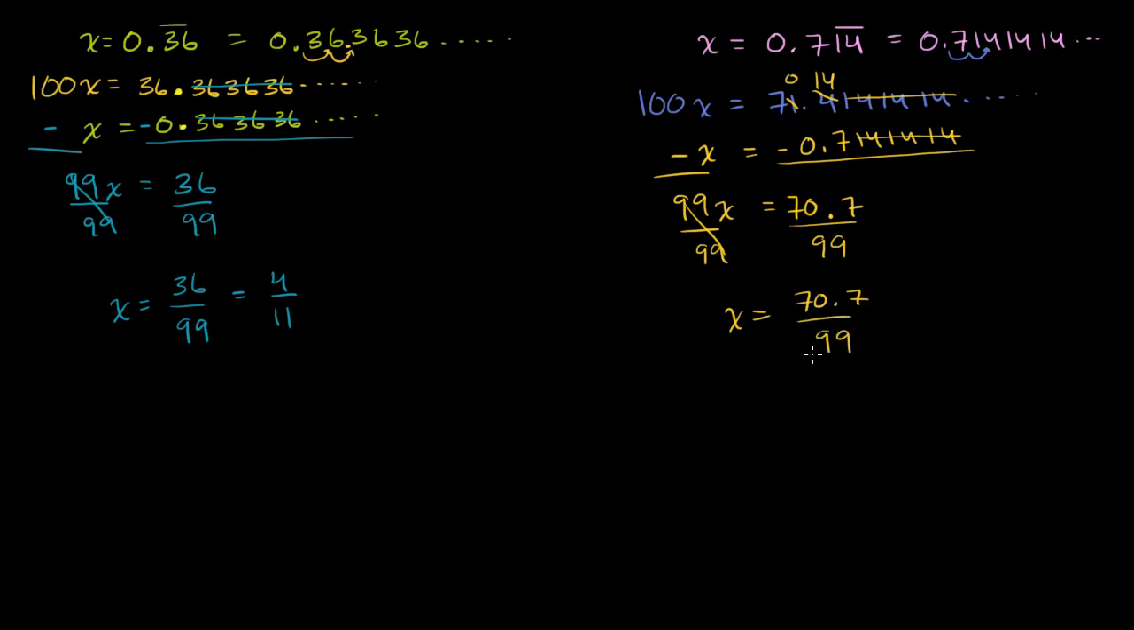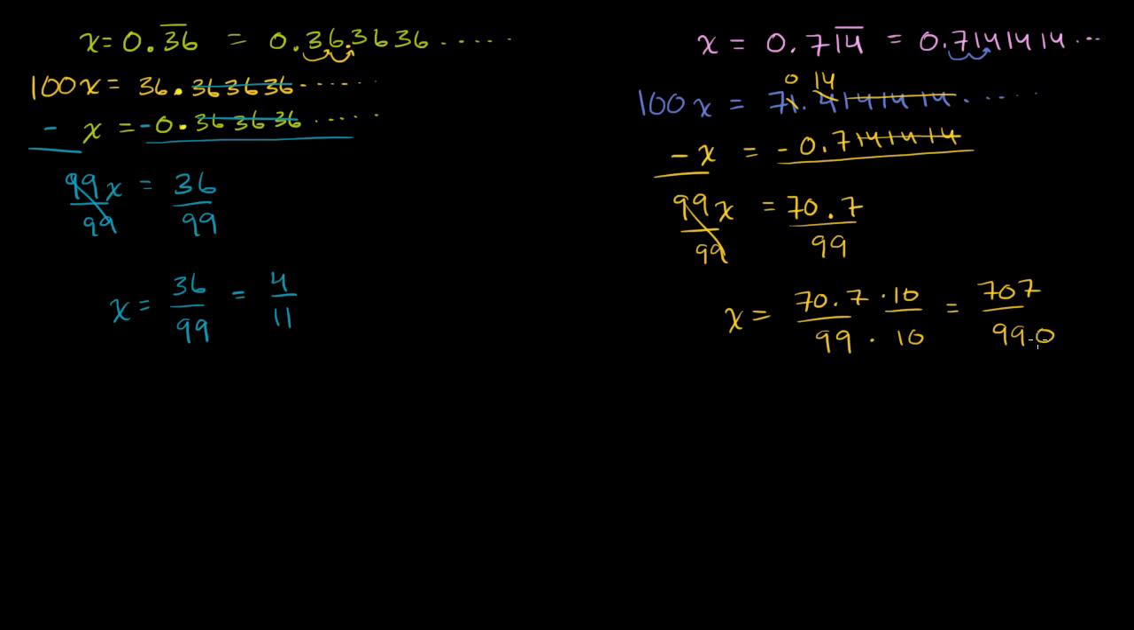Now, obviously, we haven't converted this into a pure fraction yet. We still have a decimal in the numerator, but that's pretty easy to fix. You just have to multiply the numerator and the denominator by 10 to get rid of this decimal. So let's multiply the numerator by 10 and the denominator by 10. And so we get 707 over 990.